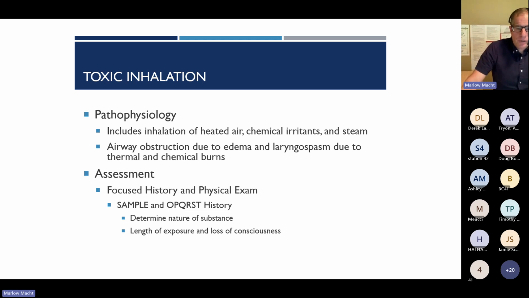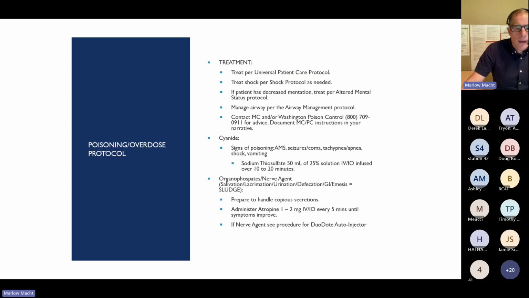Occasionally if you get chemical irritants or steam, you can get edema, laryngospasm. So you get the history, determine the nature of the substance and the length of the exposure. Treat per the universal care protocol, treat shock if needed, and you can contact Washington Poison Control. If you have signs of cyanide poisoning, then you treat with sodium thiosulfate, 50 milliliters of the 25% solution.